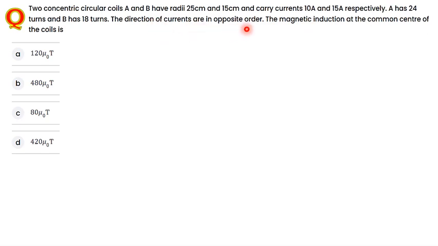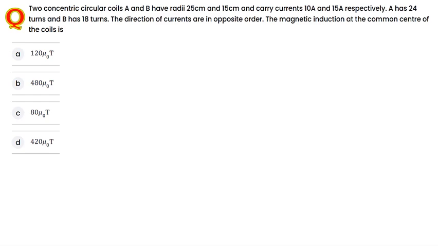The directions of the currents are in opposite order. One is moving clockwise, another one is moving anticlockwise. So the magnetic field at the center of each coil will be in the opposite direction. What they are asking here is the magnetic induction at the common center of the coils.